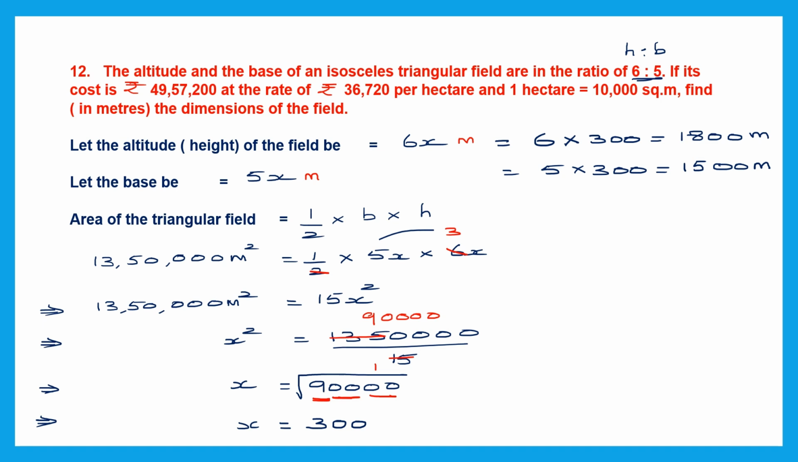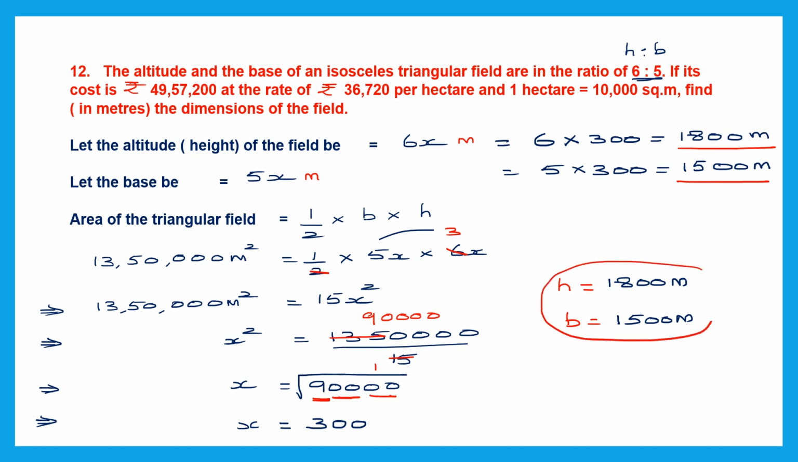So we have found the height and we have found the base. So let's write that clearly. So we can say height is equal to 1800 meters and the base is 1500 meters. So we have got our answer here. We've got the dimensions of the field.